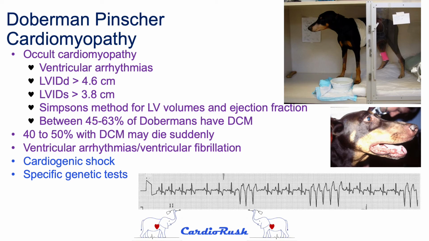There's a variety of ways on echo to try to discriminate dogs who have occult cardiomyopathy from normal dogs. Once clear-cut dilated cardiomyopathy is developed, it may be that approximately 40% of Doberman pinschers may die suddenly, often due to ventricular arrhythmias or ventricular fibrillation. And there are specific genetic tests which may identify dogs who are at greater risk for eventually developing cardiomyopathy.